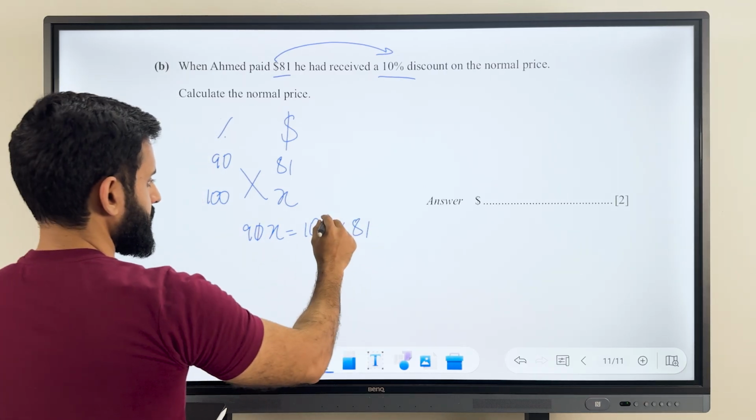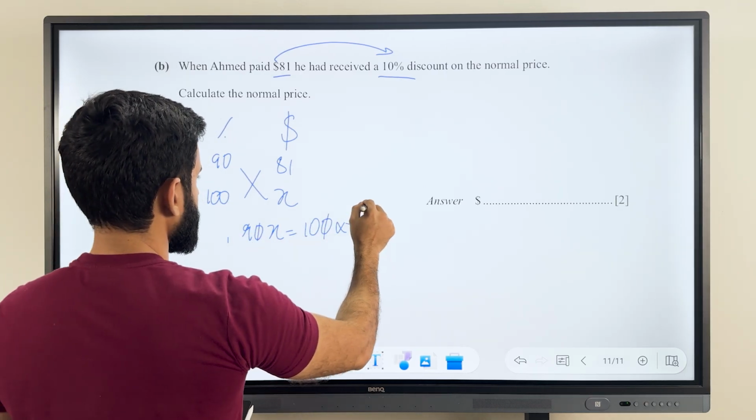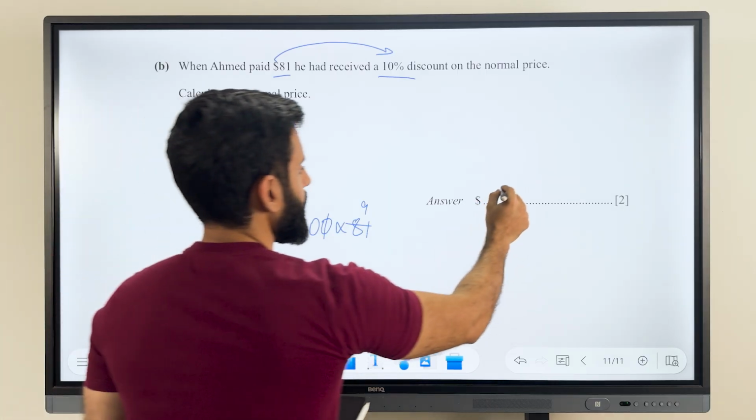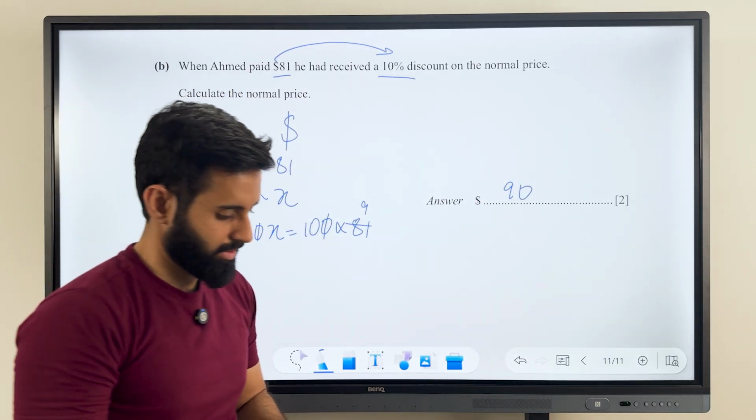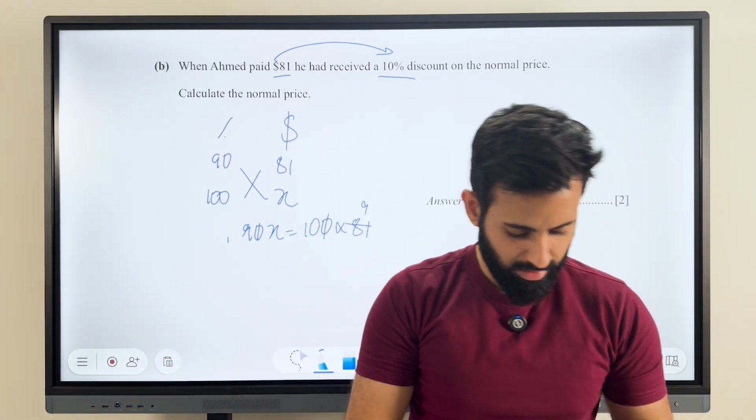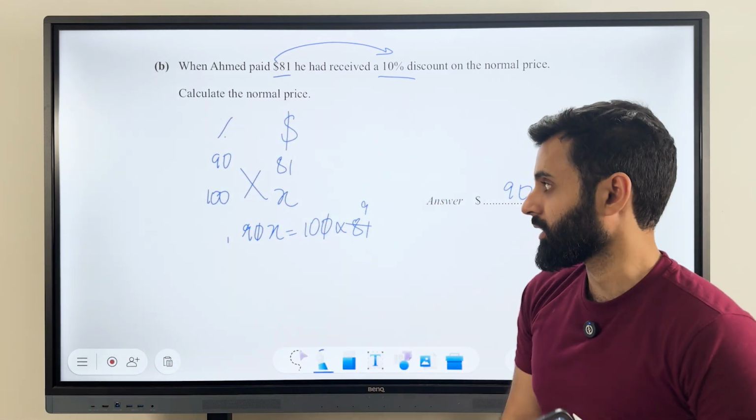So we cross out the 0. 9 1s are 9. 9 9s are 81. 9 into 10, that's equal to 90. So 90 is the normal price, and that was the last question. So let's see if that's the correct answer. That is, in fact, the correct answer.